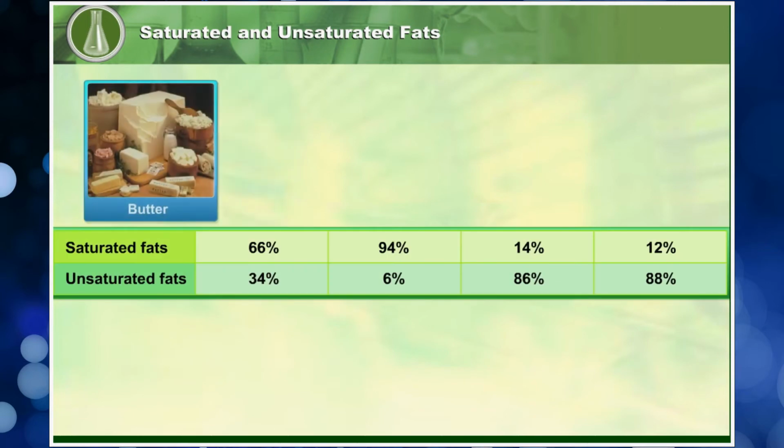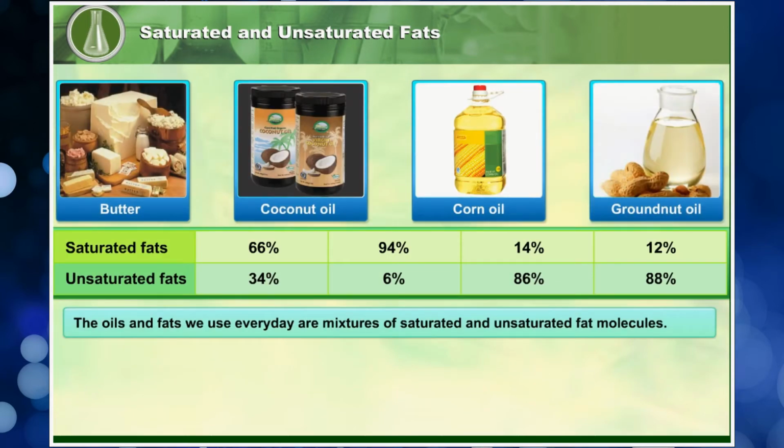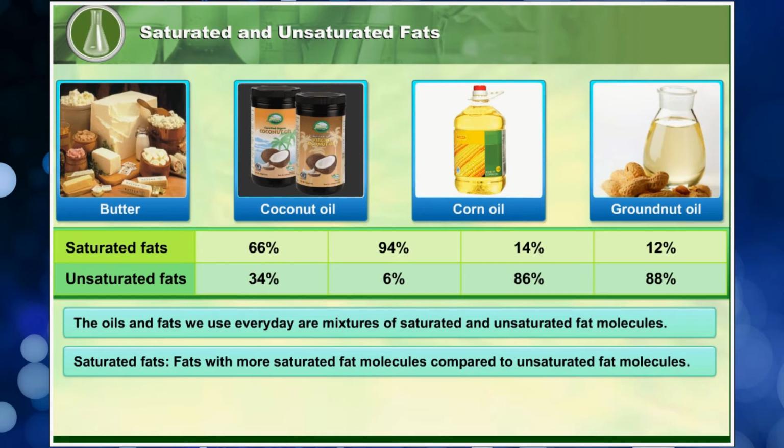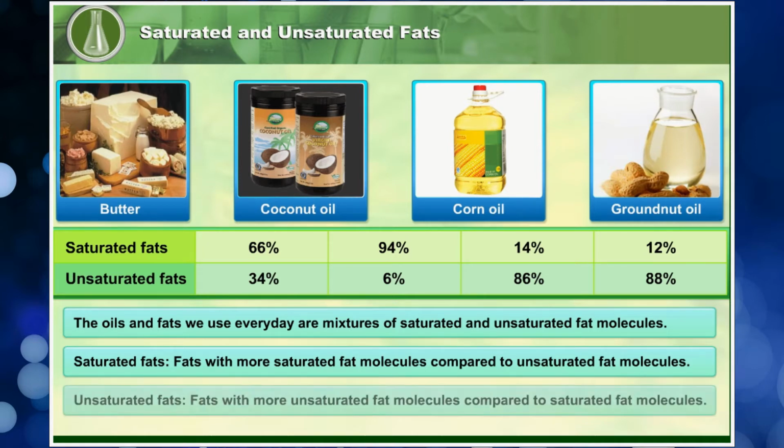The oils and fats we use every day are mixtures of saturated and unsaturated fat molecules. The oils and fats are classified as saturated if they have more saturated fat molecules compared to unsaturated fat molecules. In the same way, oils and fats are classified as unsaturated if they have more unsaturated fat molecules compared to saturated fat molecules. Which of the oils and fats shown above are saturated and which are unsaturated? Discuss with your friends.